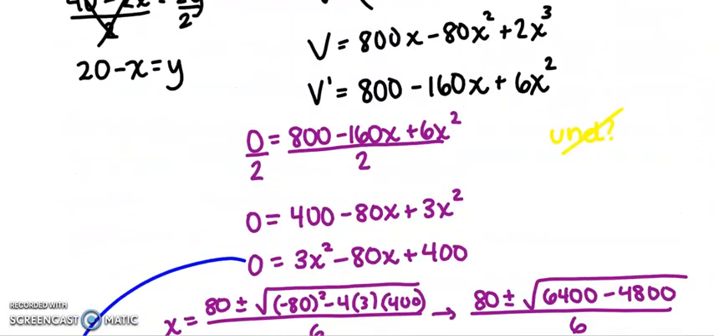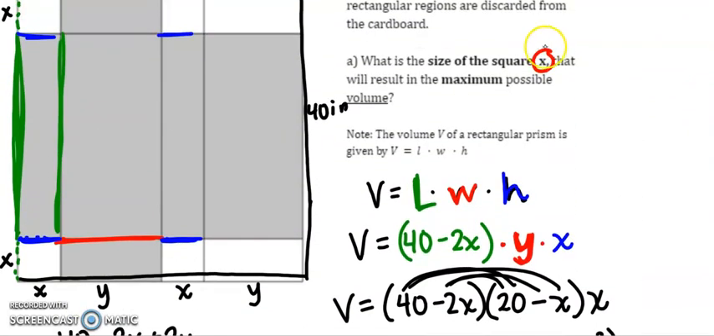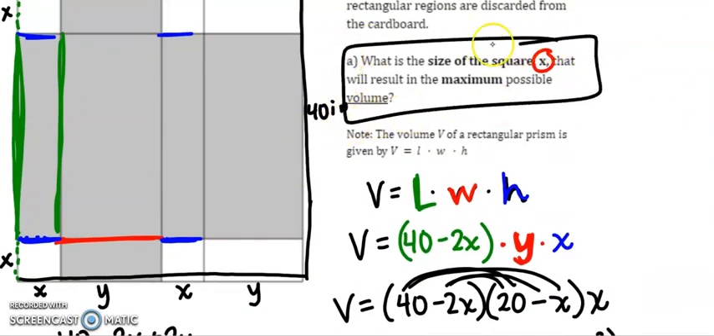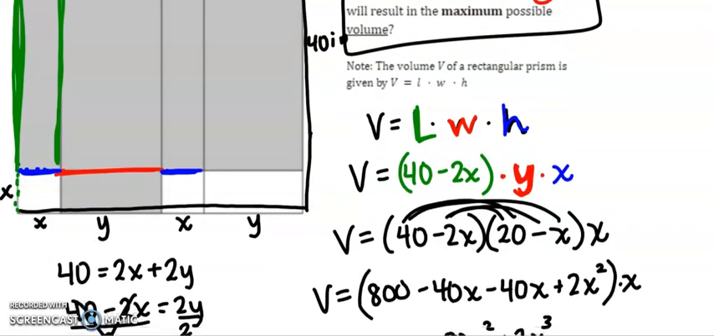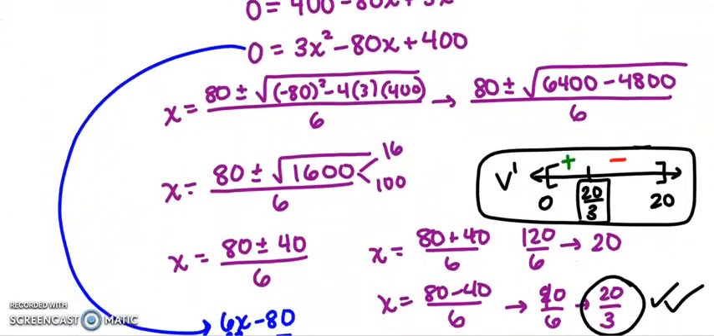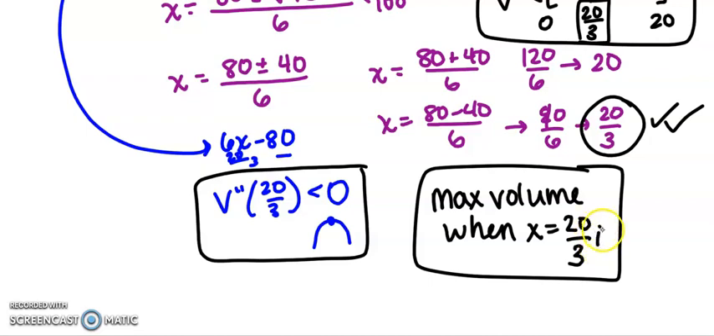Okay, and it doesn't ask us to find y, it doesn't ask us for the dimensions, it doesn't ask us for the volume. The question just says, what is the size of the square that we need to cut out? So we can stop there at 20/3. Did I include my inches? No, I did not. Inches. Make sure we have units.